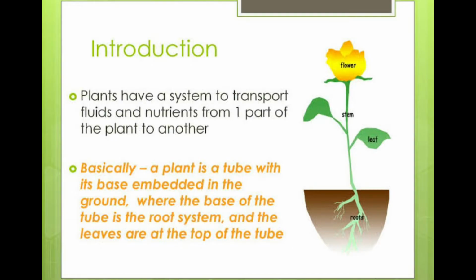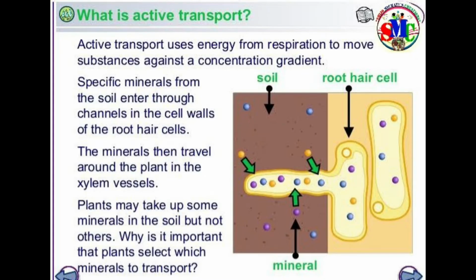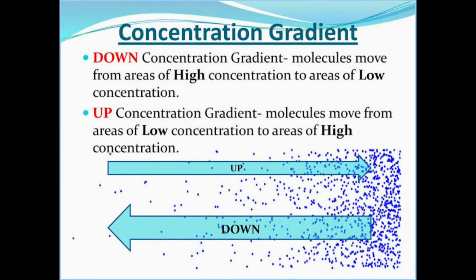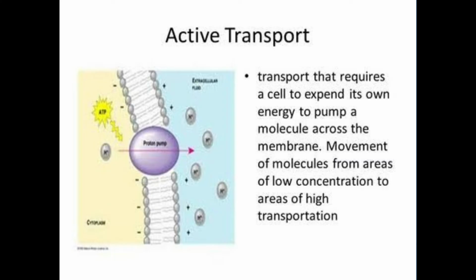Active transportation is a transportation where energy is used to move molecules against a concentration gradient. What is a concentration gradient? It is the difference in the concentration of different solutions, in which molecules move from high to low and sometimes from low to high. Here, energy is required. The energy is in the form of ATP, which we have already discussed.